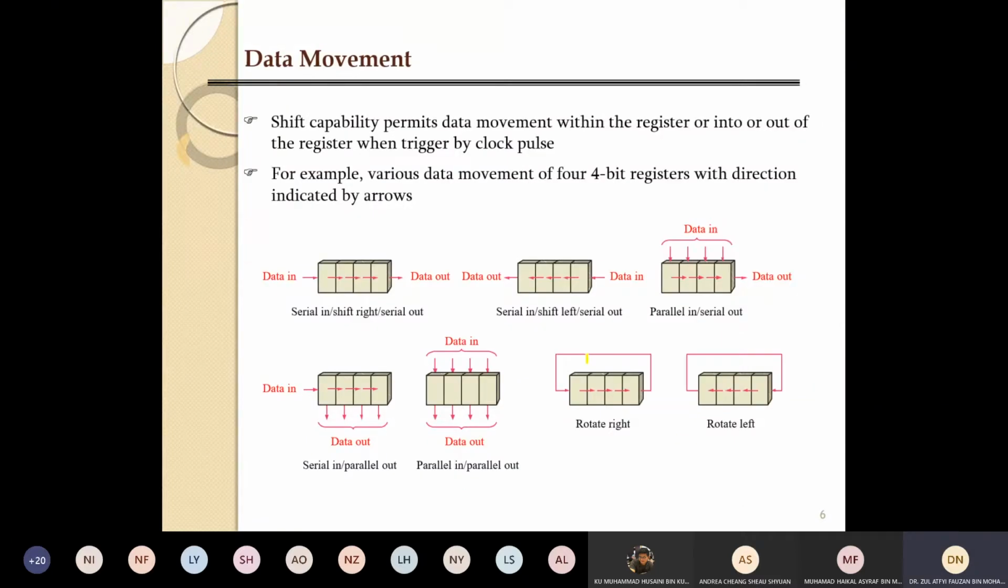Next is data movement. Shift capability permits data movement within the register, or into or out of the register, when triggered by a clock pulse. For example, various data movements of a 4-bit register, with direction indicated by arrow. So this is a flip-flop, and we have 1, 2, 3, 4 flip-flops, meaning that it is a 4-bit register.